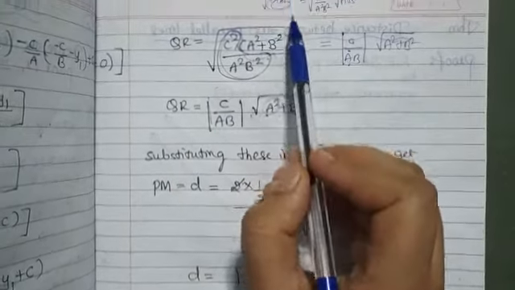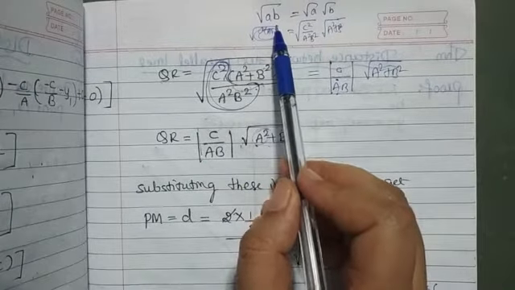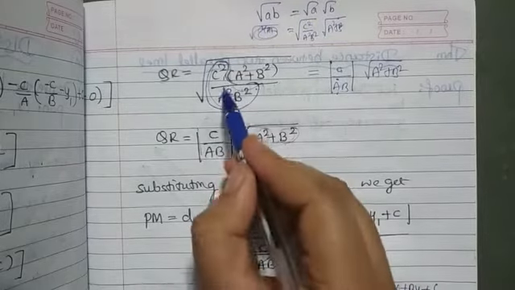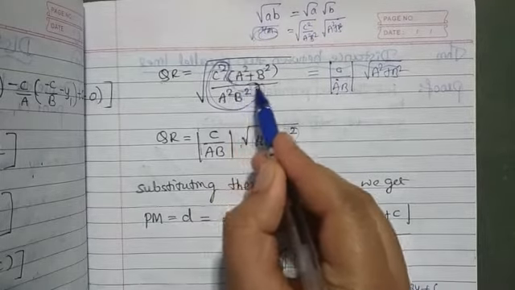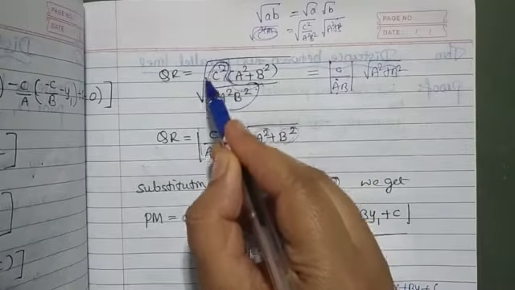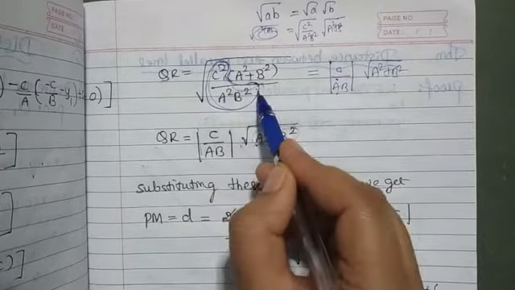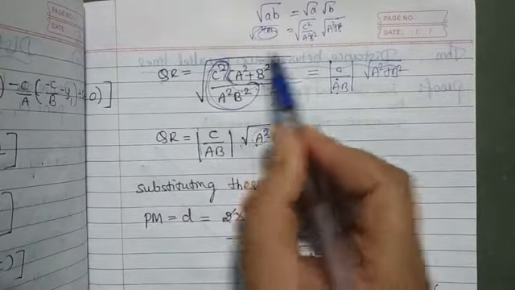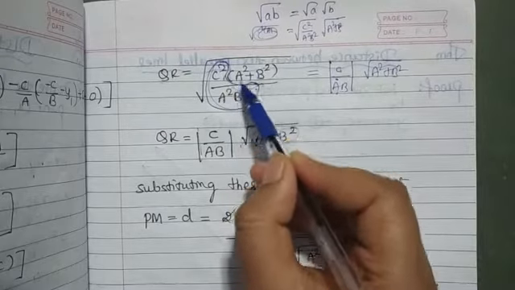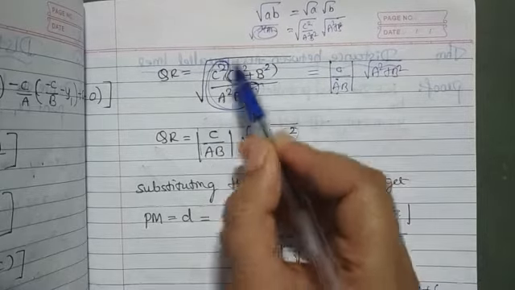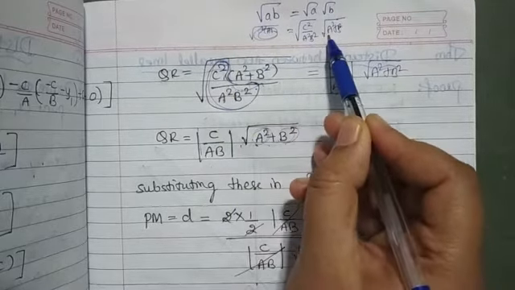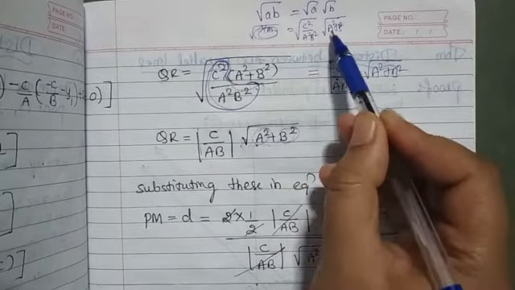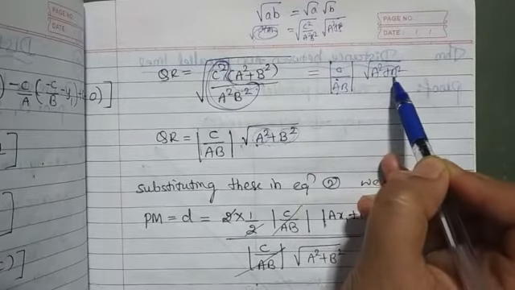So we know that root of ab can be written as root a into root b. So the a term is c square by a square b square, and the b term is a square plus b square. So root of a into b is equal to root a into root b. So what is root a? It is c by ab, and root b is root of a square plus b square.